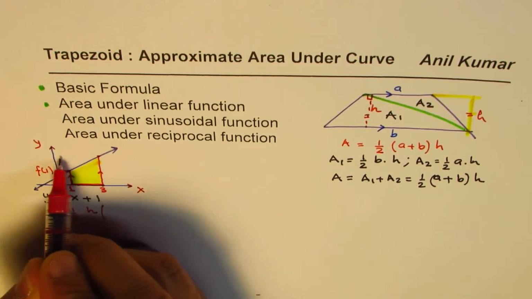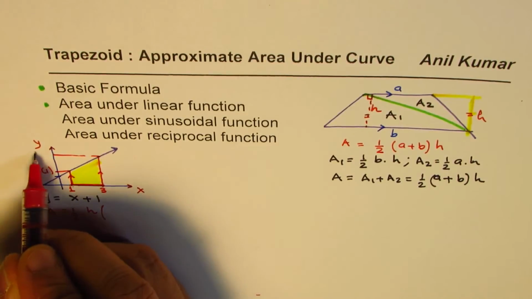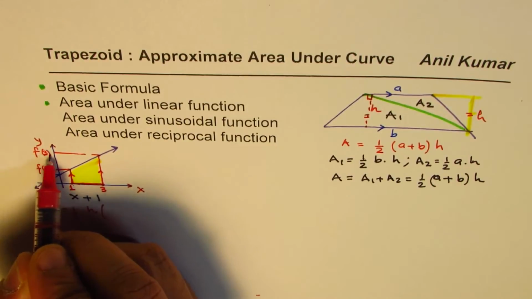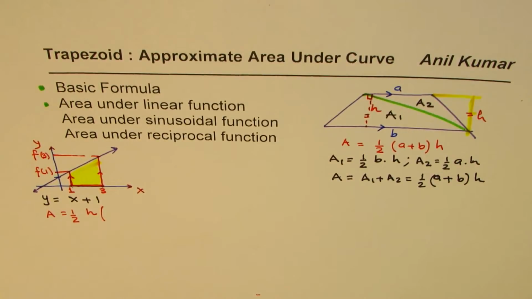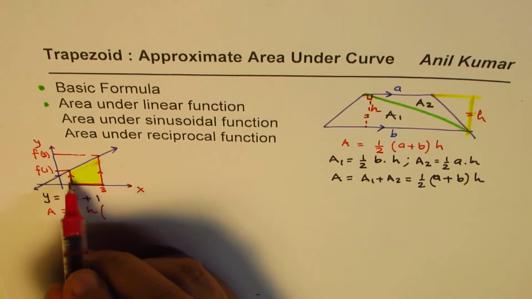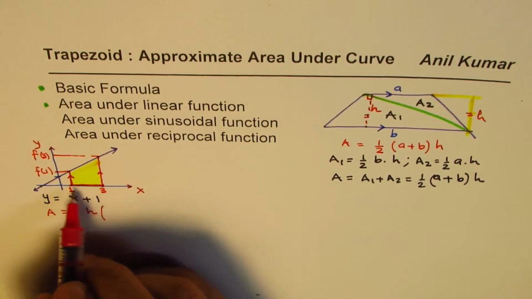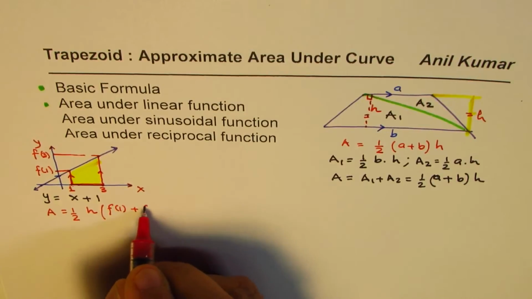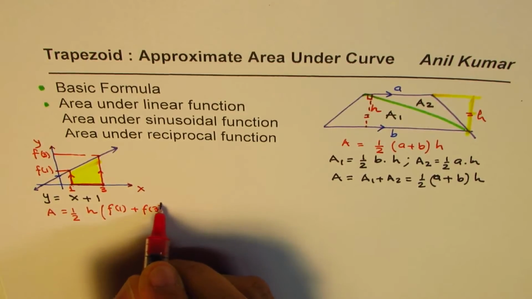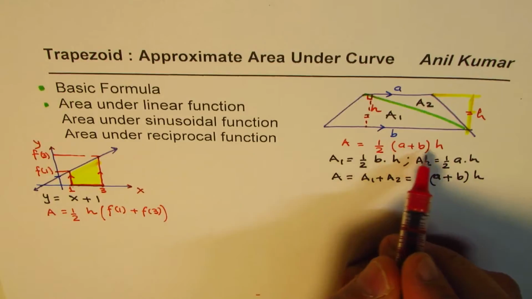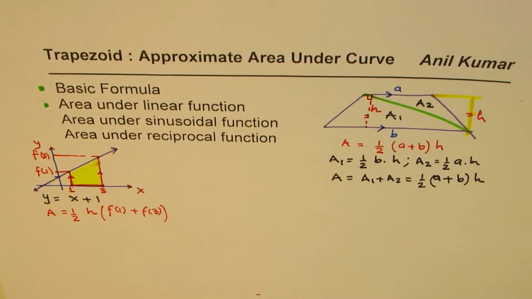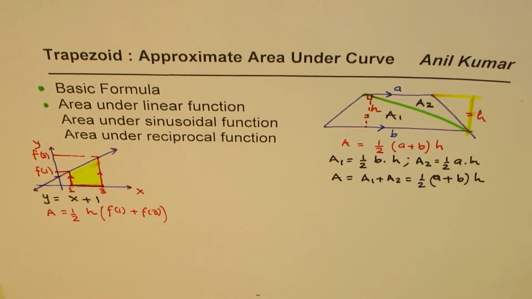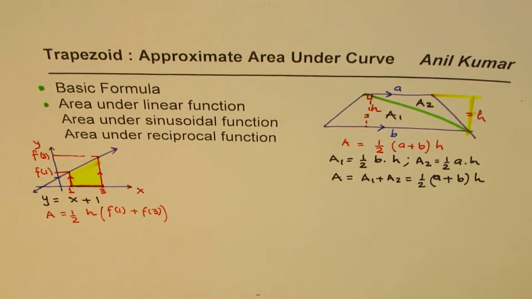And how much is this height? This height is the value of this function when x is 3. So these are the heights, this distance and that distance. We'll add them up, that is to say, f of 1 plus f of 3. So that is a plus b, the sum of these two lengths. These are the parallel sides. I hope the concept is clear.